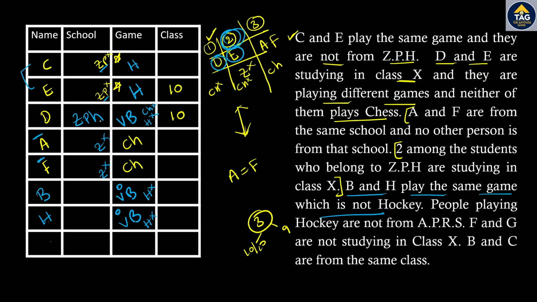It's clear? So people who belong to ZPH are playing volleyball, so I can conclude this now. D is from ZPH, B is from ZPH, H is from ZPH.